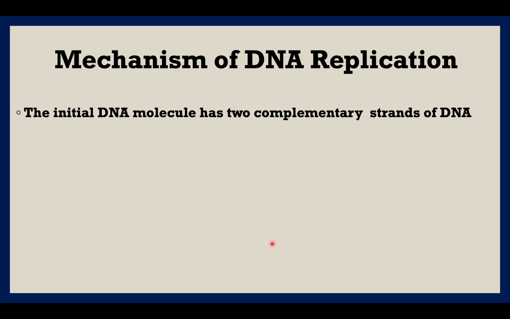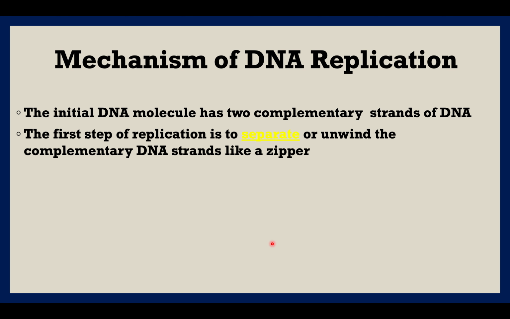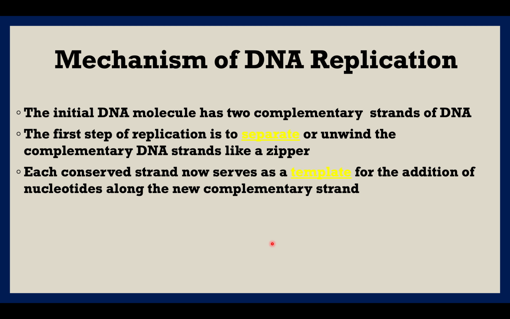So, the initial DNA molecule has two complementary strands of DNA. This we already know. The first step of replication is to separate or unwind the complementary DNA strands like a zipper. Alright? That's the first thing. We have to take them apart. If we're going to replicate DNA, we have got to take it apart in the first place. Each conserved strand now serves as a template for the addition of nucleotides along the new complementary strand.